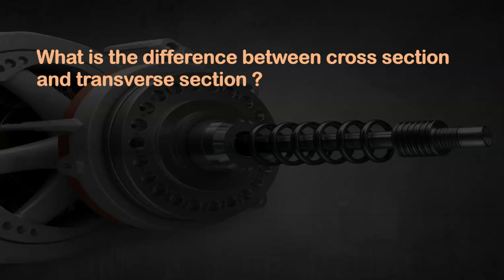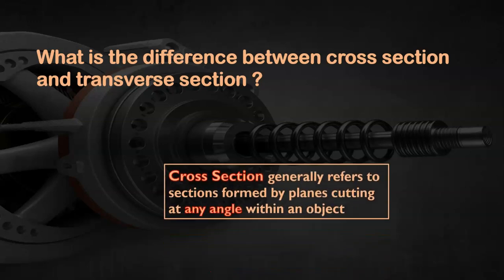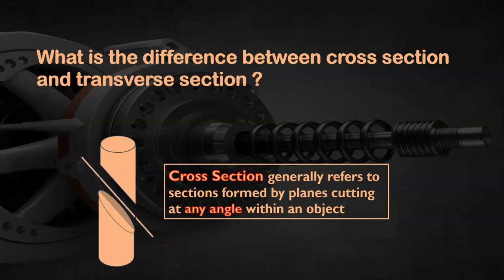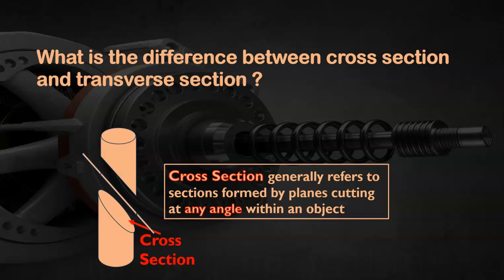What's the difference between cross section and transverse sections? These are the two terms frequently used. So cross section generally refers to sections formed by planes cutting at any angle within an object. If you look at the cylinder shown in the figure, there is a cutting plane cutting at a suitable angle. The cutting plane divides the cylinder into 2 parts and the cross section is shown in one of the parts.